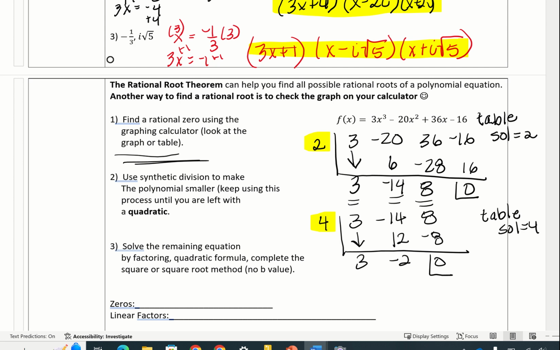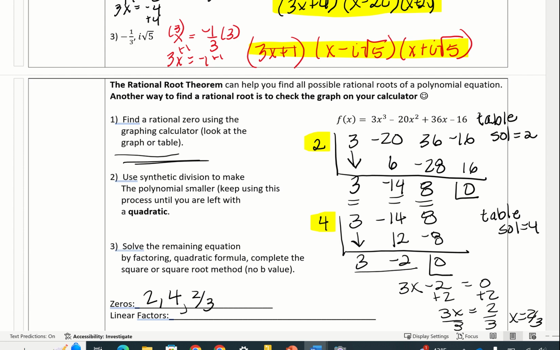So I'm going to go ahead, write those over here as zeros, but I should have one more solution left. I'm going to take what's left over, which is going to be 3x minus 2, because it's one step down from the x squared. That's going to be our last factor, and we're going to set that equal to 0 and solve. So we get 3x equals 2, divide by 3, so we get x equals 2/3. So that will be our third answer.